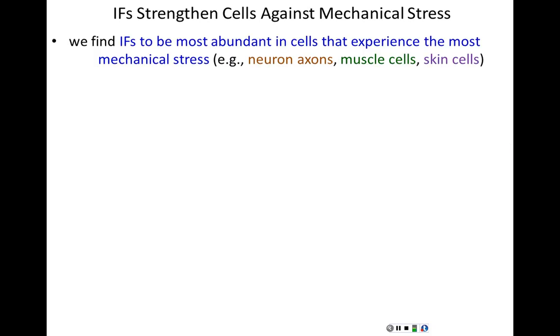Okay, so that's how intermediate filaments are made. Now, what do intermediate filaments do? Well, we find intermediate filaments to be at their highest numbers, they're most abundant, in cells that experience the most mechanical stress. The axons of neurons are an example. These are very, very long, thin, fragile cellular structures that can be easily crushed or severed if not provided with some protein-based support. And this protein-based support comes from intermediate filaments.